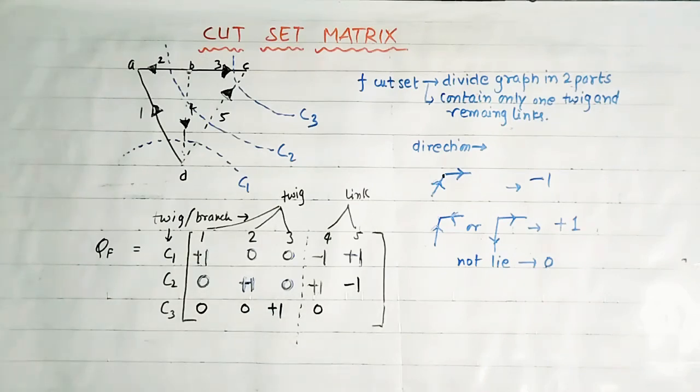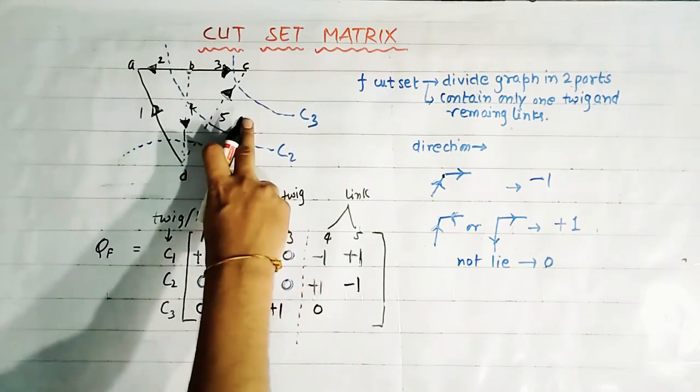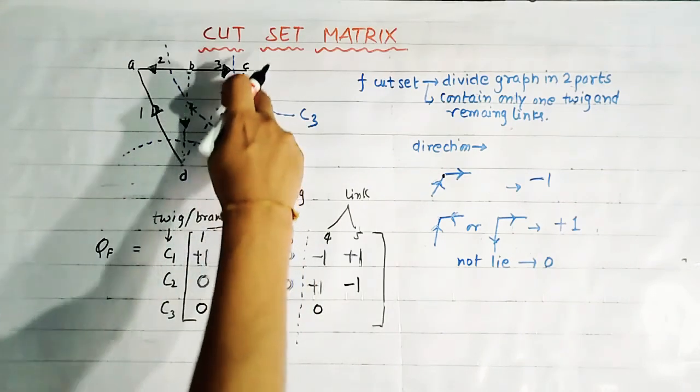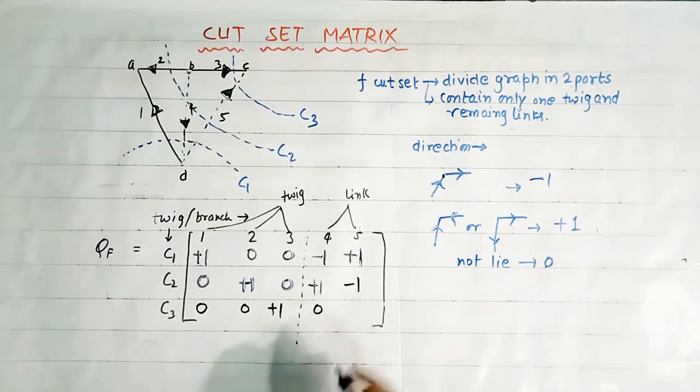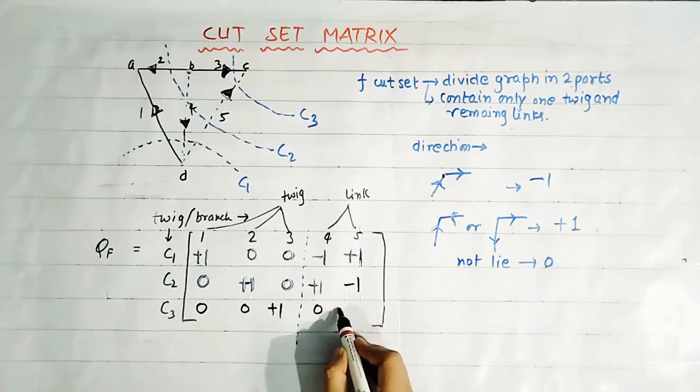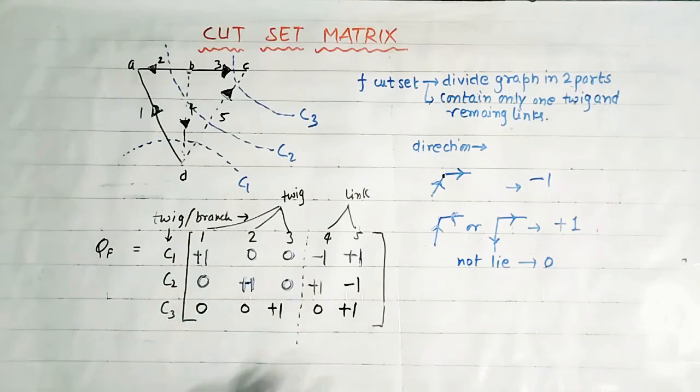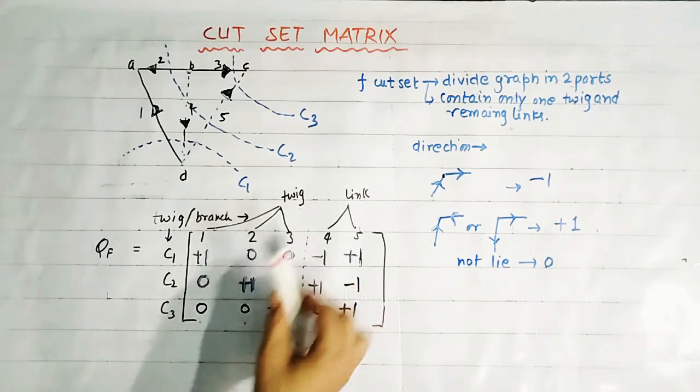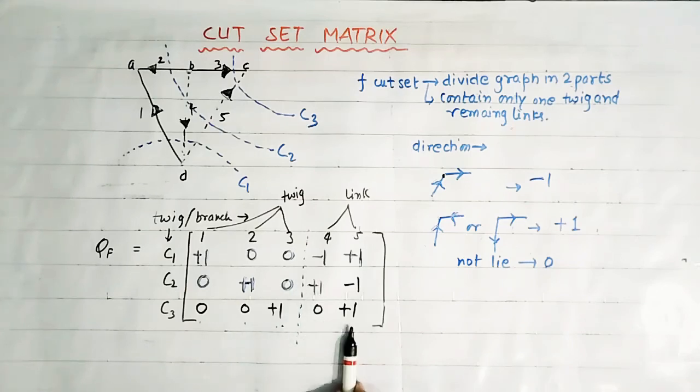And for the branch 5 we can see the direction, both 3 and 5 are moving towards this node C. It means we will write +1 here. So in this way we can draw the fundamental cut set matrix for a given graph. Now you can clearly see that the first three columns of this matrix are formed by the twigs, and the remaining two columns are formed by the links. Here you can see that these twigs form a unity matrix.